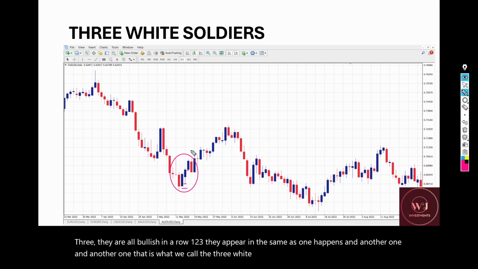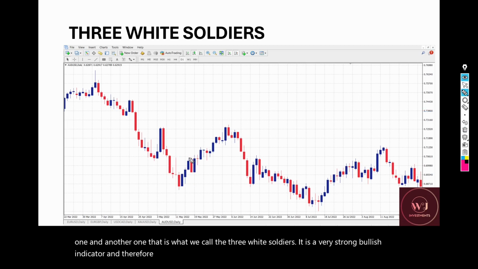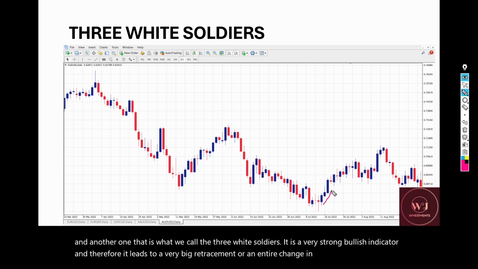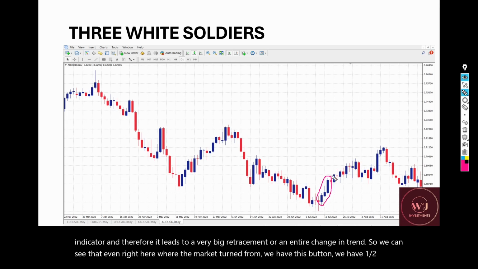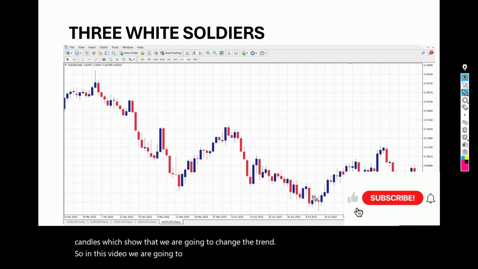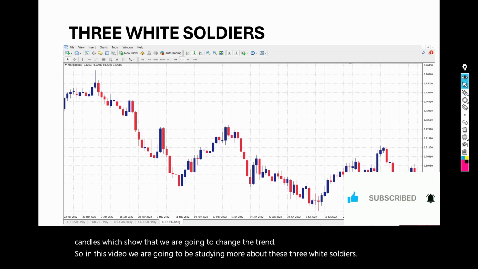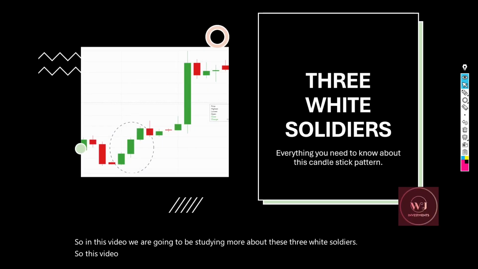It is a very strong bullish indicator, and therefore it leads to a very big retracement or an entire change in trend. So we can see that even right here, where the market turned from, we have this pattern. We have 1, 2, 3 strong bullish candles, which show that we are going to change the trend. So in this video, we are going to be studying more about these three white soldiers. This video has everything you need to know about the three white soldiers.